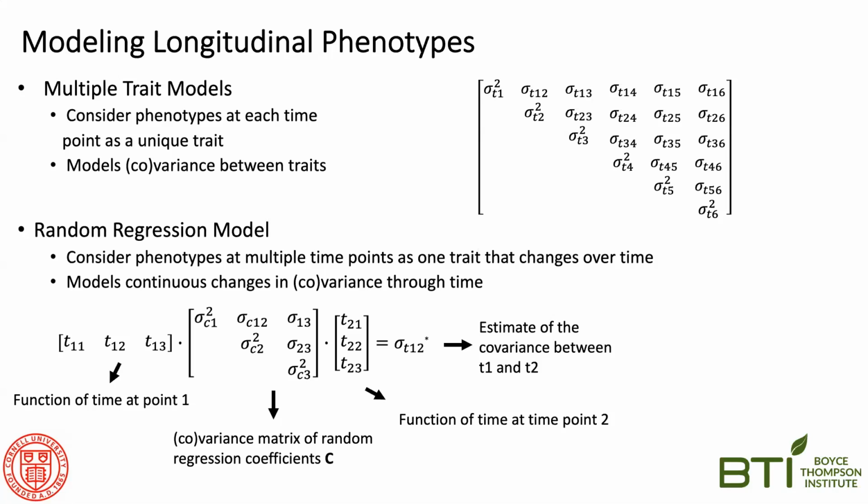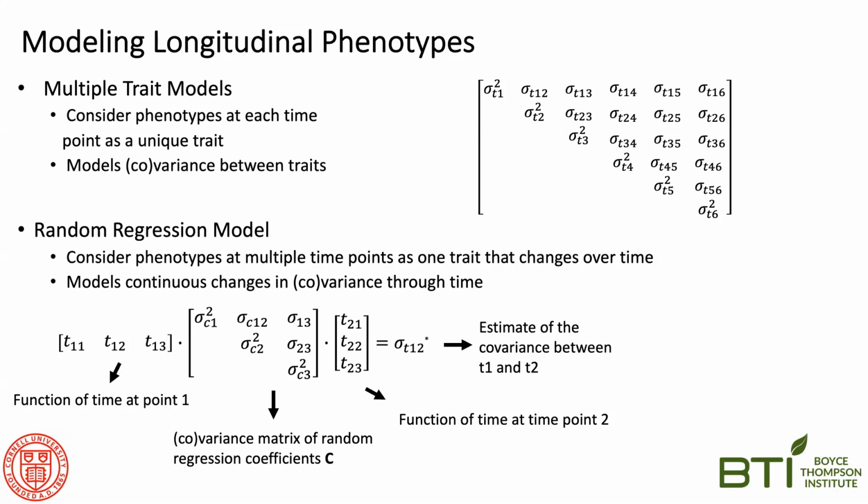I think the term random regression is used to describe different ways in which regressions are fit. When we talk about a random regression model, what we're talking about specifically is the use of covariance functions, right? If we think about a trait that changes over time, we can potentially fit a function that models the change in variance and covariance through time as a function of time.